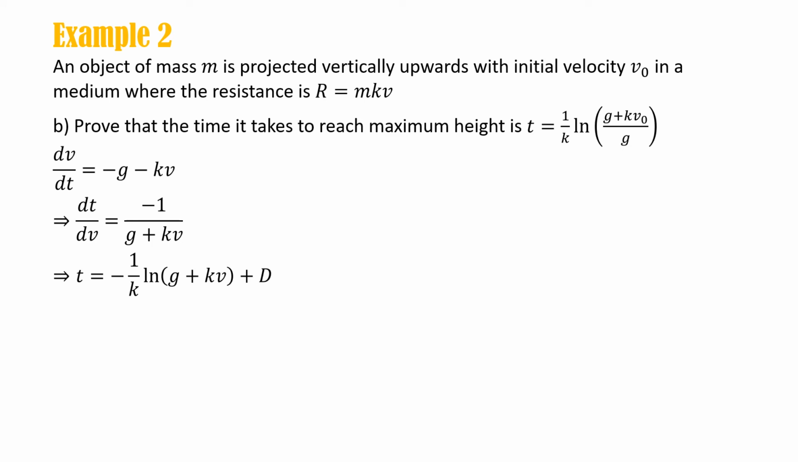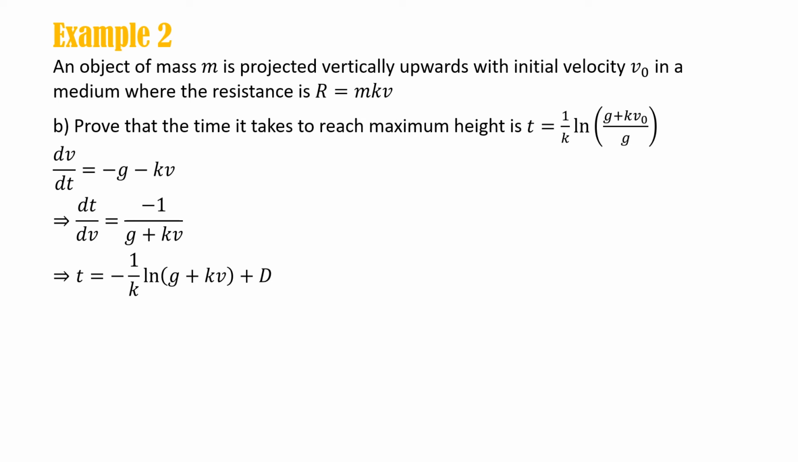But t is now negative 1 on k times the natural log of g plus kv plus some constant of integration, this time d. Ideally, we don't want to get our constants of integration confused when we're in one specific question. We're in different parts of the same question, but it's still the same question. So we don't want to use c again. But what that means is we're going to have to figure out what is d.